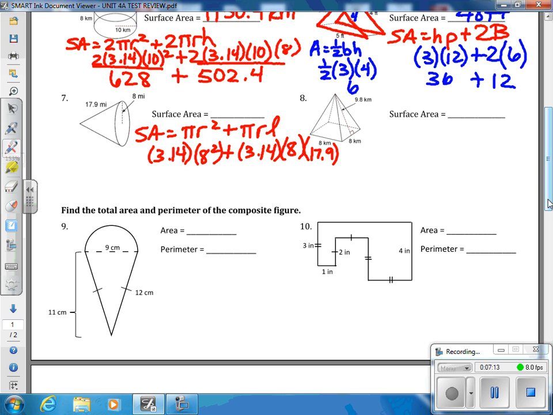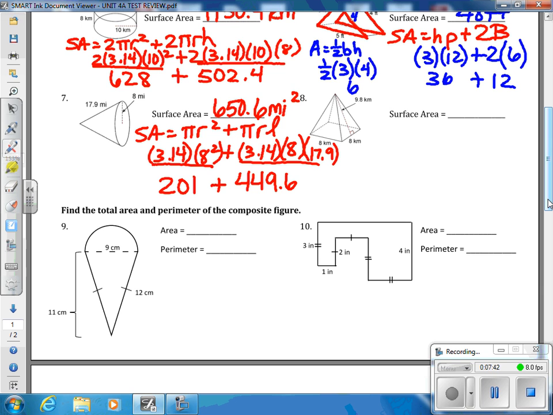So once again, we are going to do the multiplications first and round as we go, and then we're going to add those two numbers together. So 8 squared is 64. 3.14 times 64 should round off to give you 201. Then 3.14 times 8 times 17.9 is going to round off to give you 449.6. Now when you add those two numbers together, you get a surface area of 650.6 miles squared.